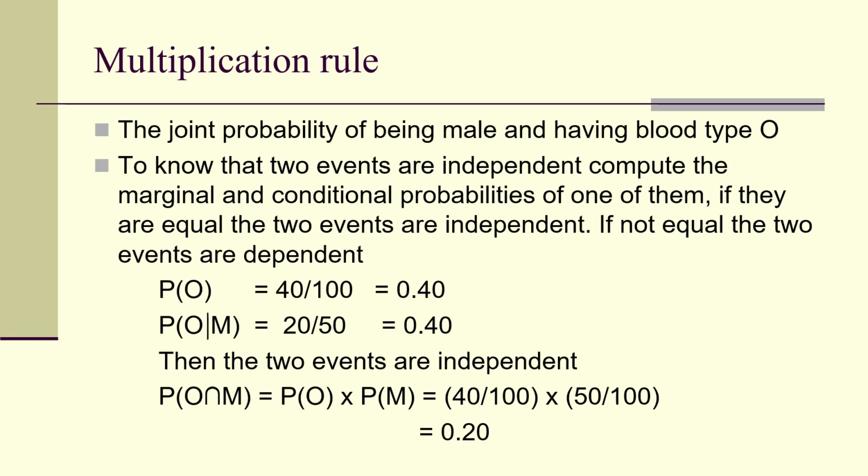The probability of having blood type O is 0.4. The probability of having blood type O among males is 0.4. We can conclude that these two events are independent. Therefore, the probability of being male and having blood type O is equal to the probability of having blood type O multiplied by the probability of being male. You have 40 divided by 100 times 50 divided by 100, which is equal to 0.2.